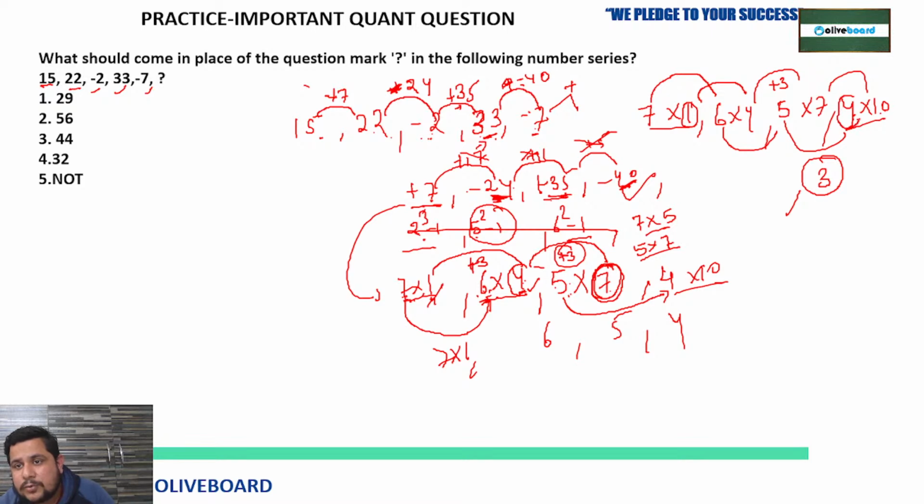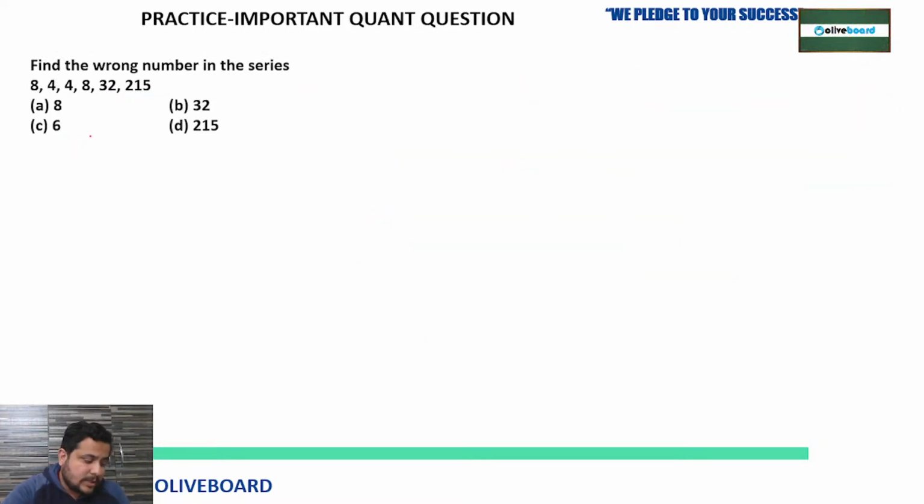So the first value is 4. Just go one place down, means 3. Then multiply by 10 plus 3, 13. So 13 into 3, 39 must be there. So minus 7 plus 39, 32 will come. Is this given in the options? Yes, in option 4. So is it clear to all of you?